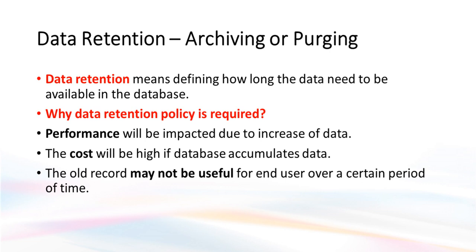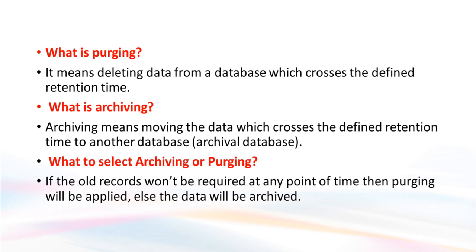And here in data retention, we have two things: archiving and purging. So let us see what archiving and purging are. But the intention of archiving and purging is the same: maintaining the data in the data warehouse, and deciding how long we need to maintain the data. What is purging? It means deleting the data from a database which crosses the defined retention time. Here in purging, we completely remove the data, and it is available nowhere. So after a certain period of time, the data will be completely removed from the data warehouse. That is basically called purging.